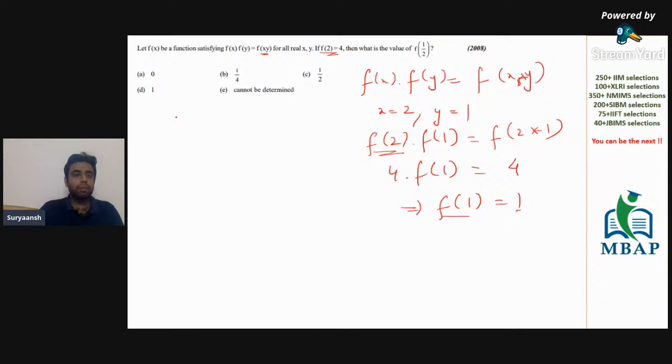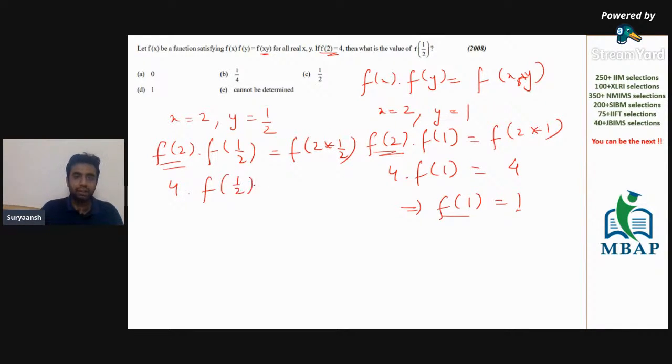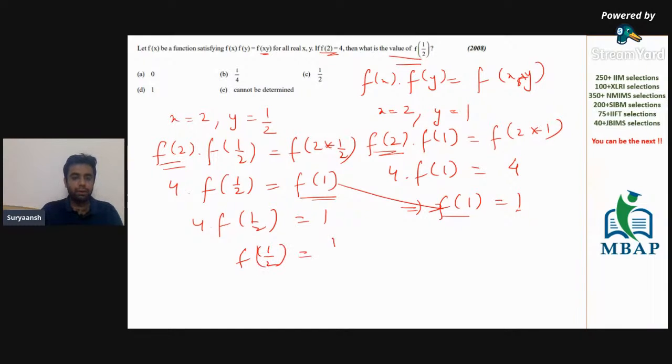So now the second case we would put is, let's put x is equal to 2 and y is equal to half. If you put that, then f of 2 into f of half should be equal to f of 2 into half. F of 2 is given as 4. F of half we need to find out. And that is equal to f of 2 into 1 by 2, which is f of 1. F of 1 is 1. So 4 into f of half is equal to 1. That means f of half comes out to be equal to 1 by 4, which is again the option.